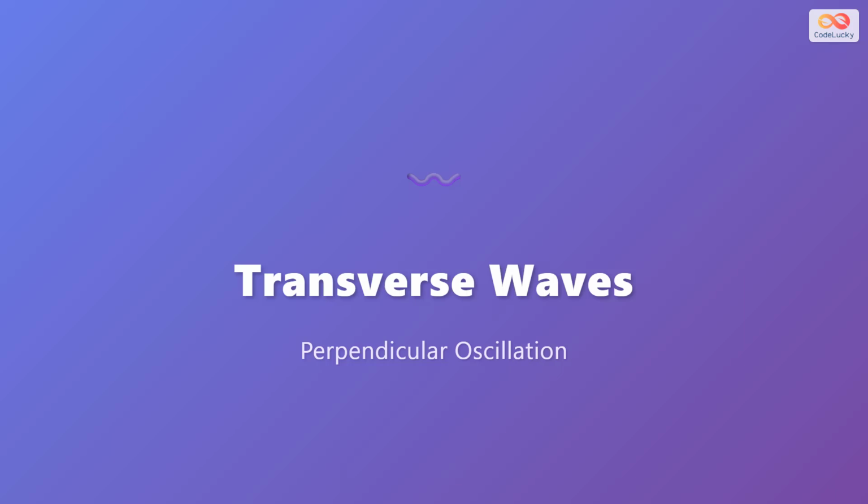In this video, we'll explore one of the most fundamental types of waves in physics, transverse waves. These waves are all around us, from the light that allows us to see, to the ripples on a pond, to the vibrations of a guitar string. Understanding how transverse waves work is essential to understanding wave motion in general.